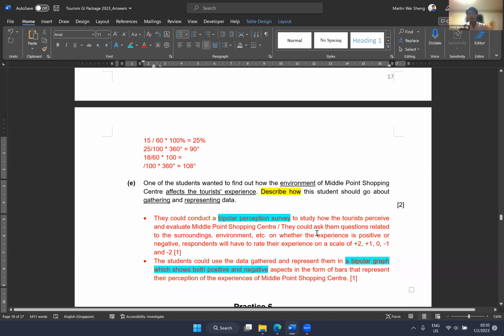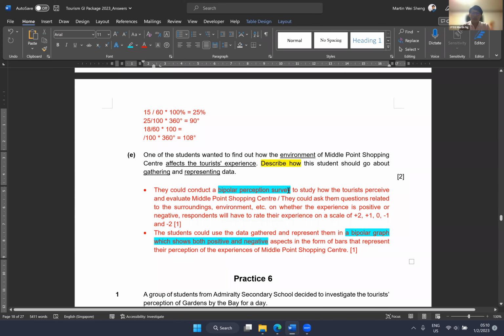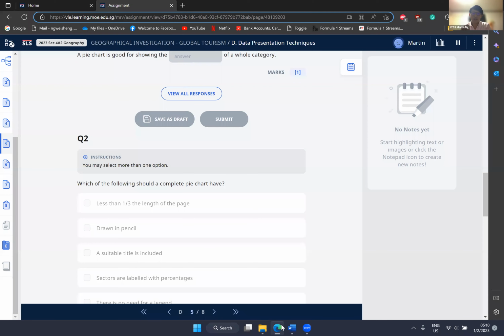So these are the answers for your GI. Very straightforward, nothing challenging, nothing tricky. The only issue is that you need to have really gone through all the content, memorize it and understand it. Then you will be able to apply it in an examination setting.